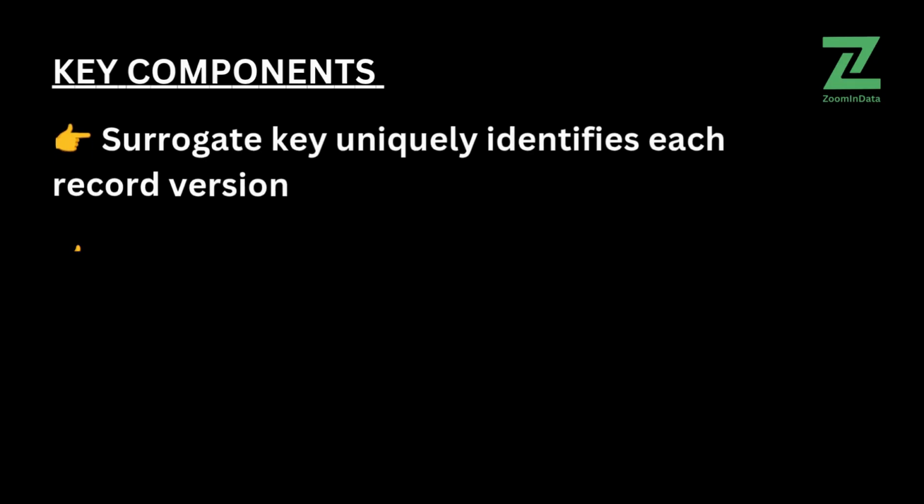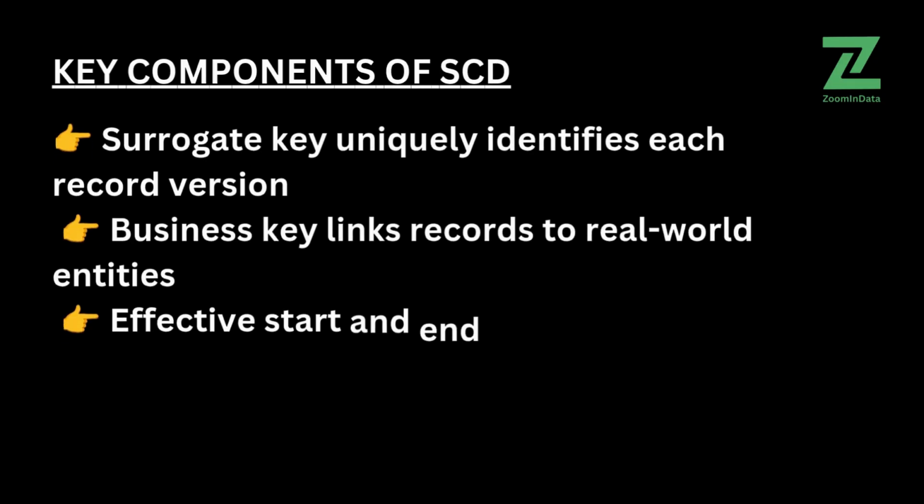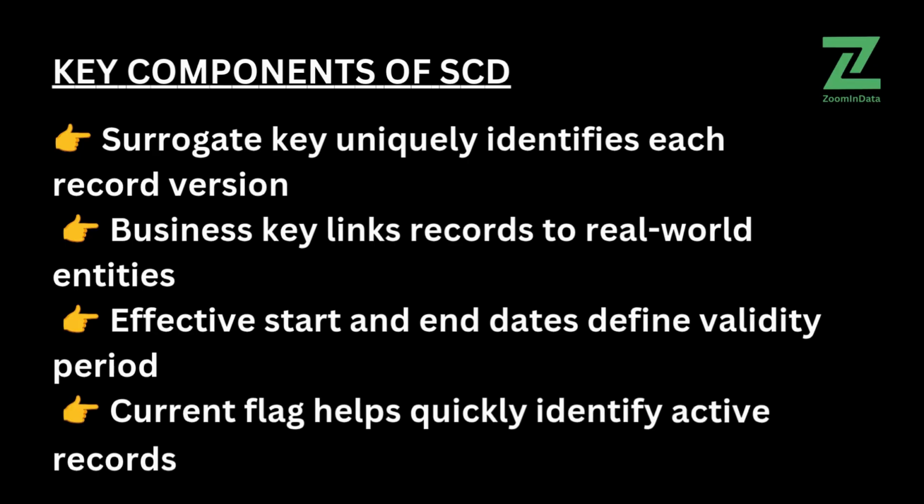Slowly changing dimensions rely on several key components. A surrogate key uniquely identifies each record version. A business key links records to real-world entities such as customer IDs. Effective start and end dates define the validity period of each record. A current flag helps quickly identify the active record in the table.